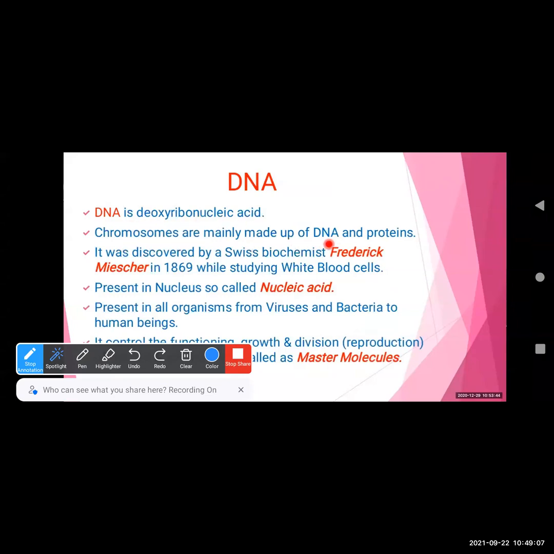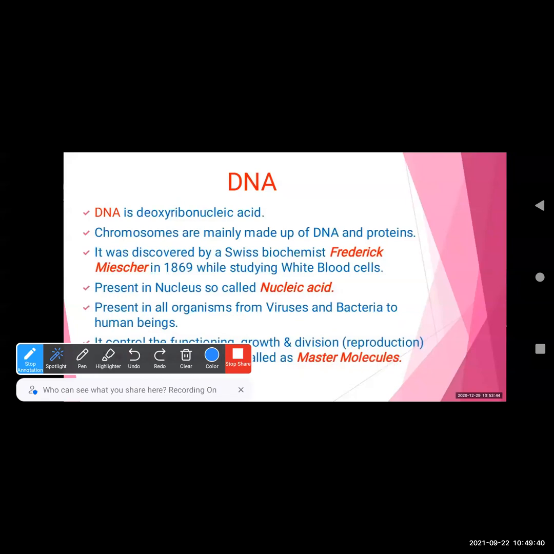Chromosomes are mainly made up of DNA and proteins. It was discovered by Swiss biochemist Friedrich Mescher in 1869 while he was studying white blood cells. Then DNA is present in nucleus, and that is why it is called as nucleic acid. It is present in all the organisms from viruses and bacteria to human beings. As it controls the functioning, growth, and division of the cell, it is called as the master molecule, right?